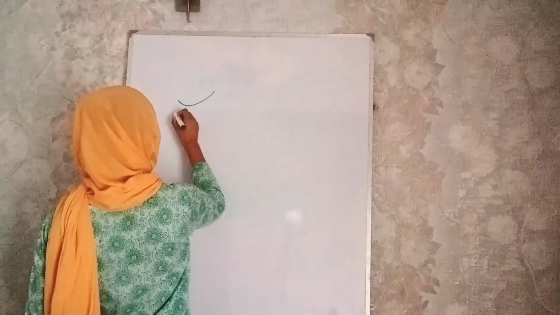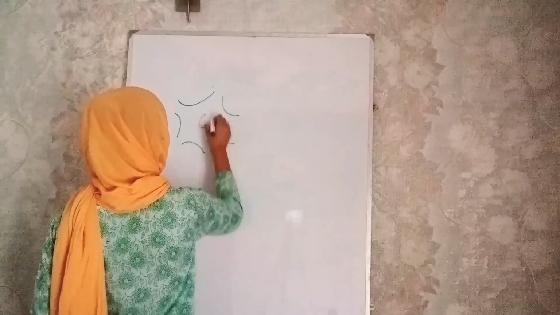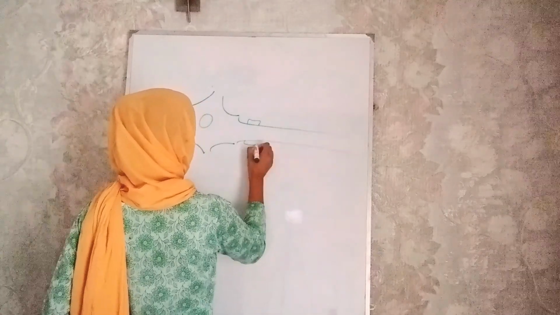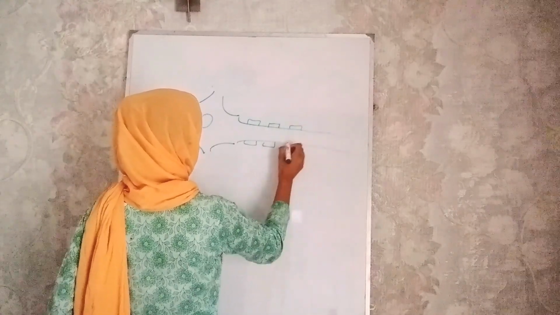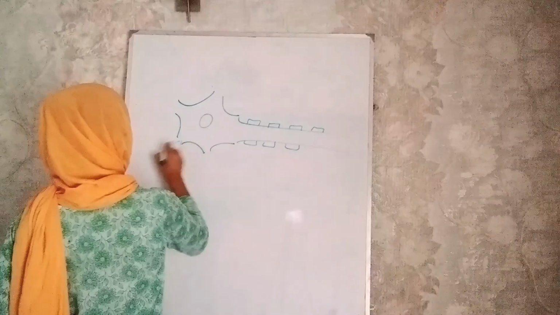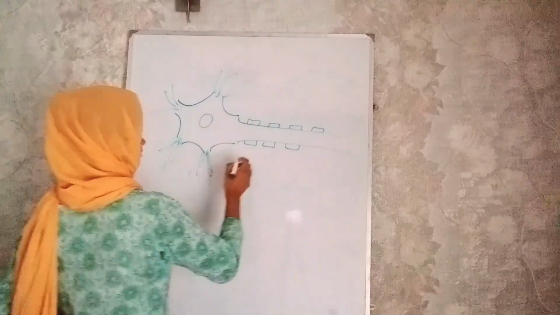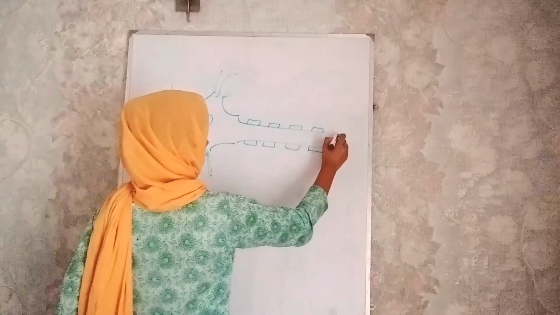Now when a nerve impulse is generated at different levels at the nerve cell or at the axon, what actually happens? So let me just draw it. For example, as you know, this is a nerve cell, these are dendrites, cell body, nucleus and axon. Now the question is what actually happens when a nerve impulse is generated at different levels.